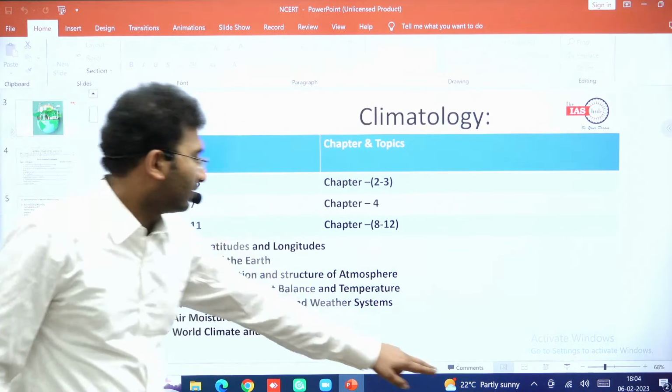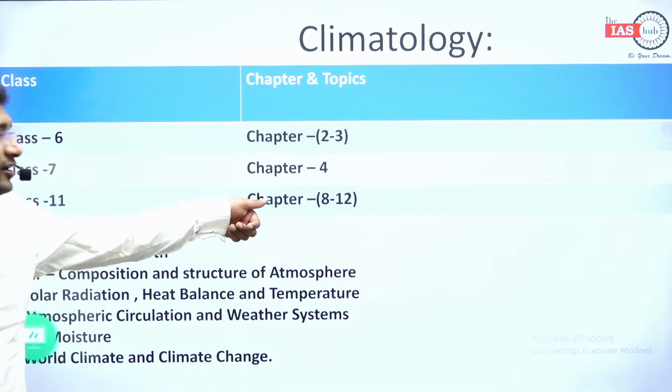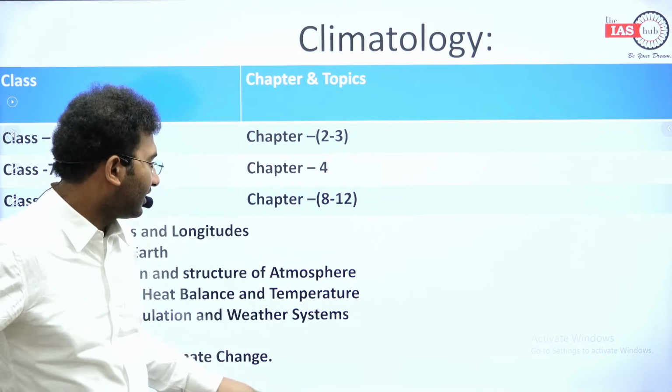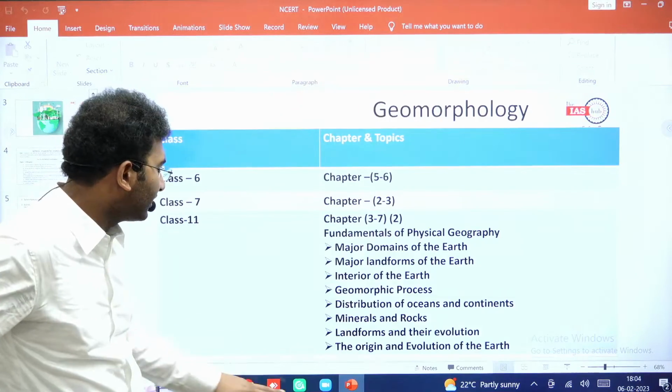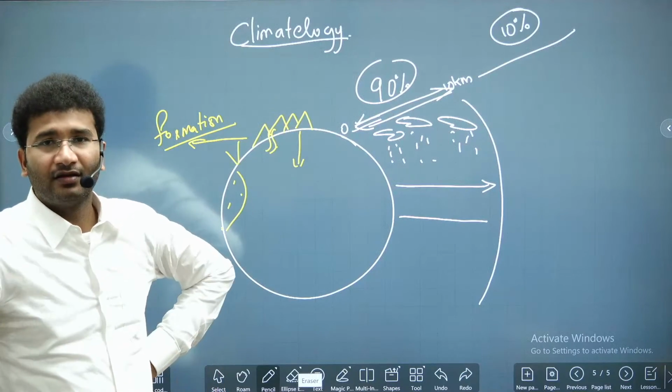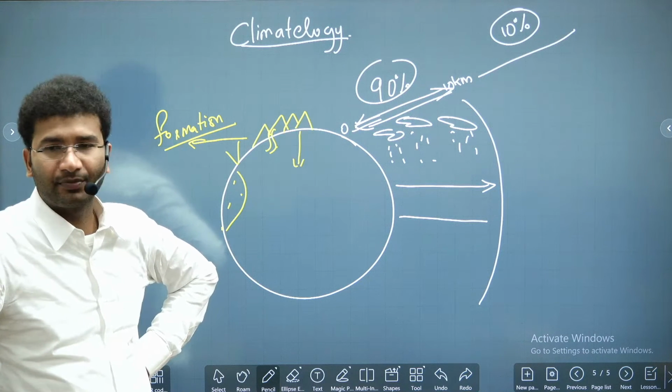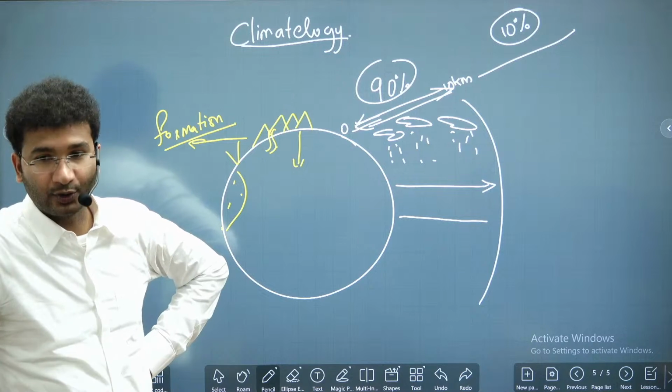So the study of climatology includes, I told you, chapter numbers of class 11, sorry, chapter numbers from 8 to 12. What is there in these chapter numbers? Here is written the fundamental understanding you need to have, right? What is this fundamental understanding? Now let me give you an example, or let me ask you a question.